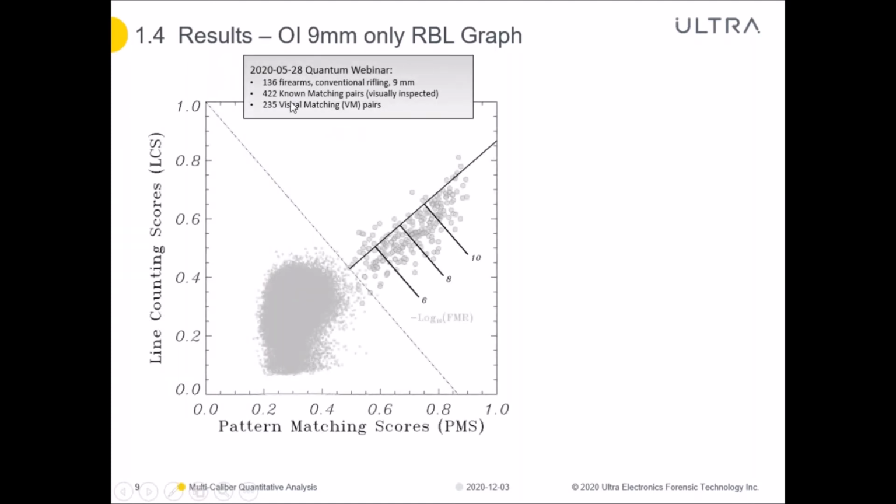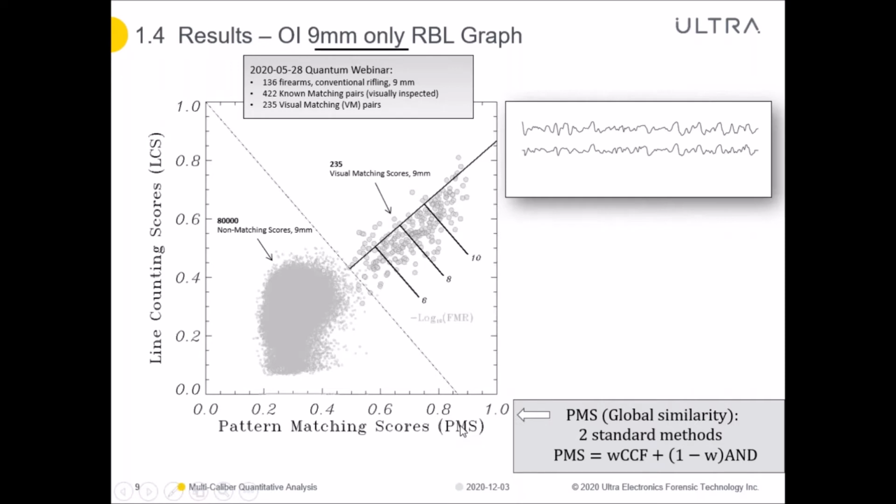At that time, we had access to 136 firearms, conventional rifling, 9mm only. We had a total of 422 known matching pairs that we visually inspected, and we ended up with 235 visual matching pairs. On the graphic, we see the related correlation scores. We have 235 visual matching scores right here, and we have 80,000 known non-matching scores. On the horizontal axis, we have the pattern matching score. That is a linear combination of two standard methods, the well-known cross-correlation function and the absolute normalized difference. And the pattern matching score is looking at the global similarity of those profiles.